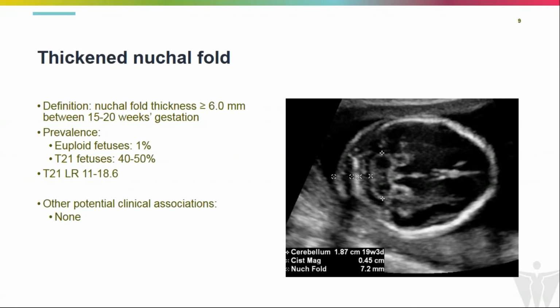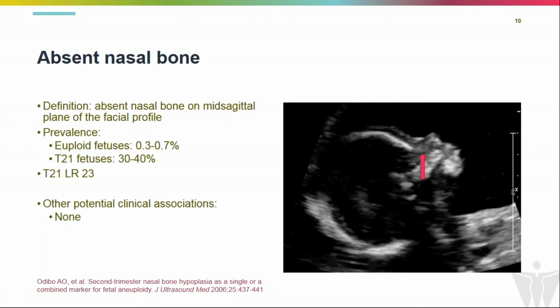And then finally, well, not finally actually, absent nasal bone. This is the newest kid on the block. You can see here that this is the mid-sagittal plane of the facial profile, and usually there is a bright linear structure here which would represent the nasal bone, and obviously there isn't one there.